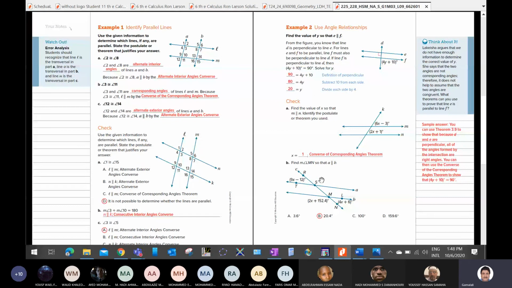This one you have to solve to check if the answer is correct or not. I think we solved this one before. Am I correct? Yesterday we solved this one, with the steps, in two ways: supplementary, linear pair, and so on. I think we solved all these questions, guys.